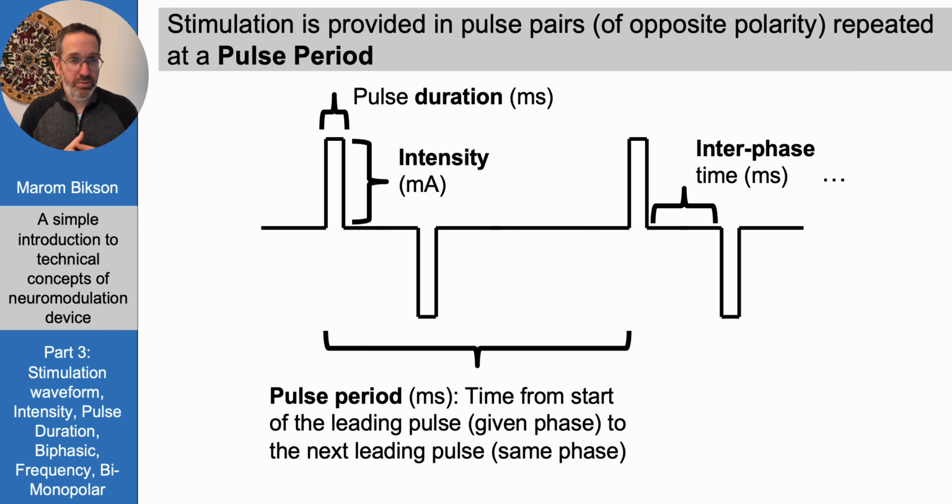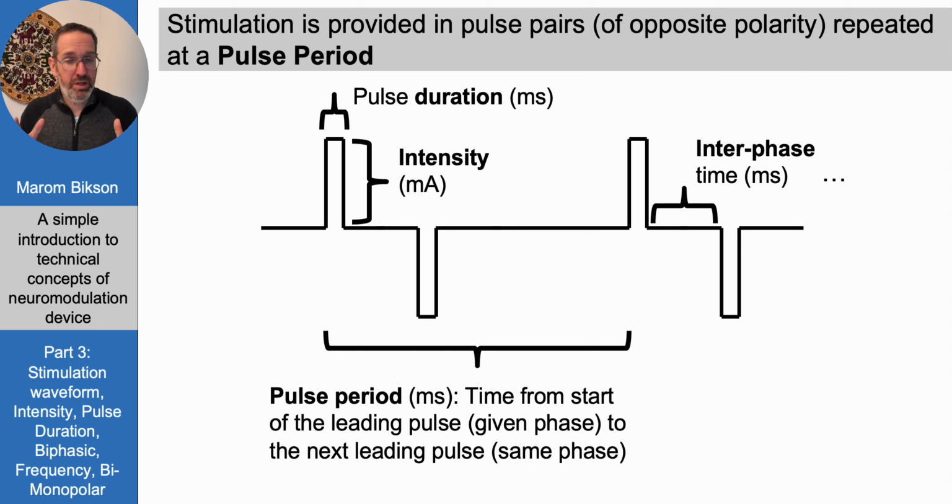This is where frequency comes in. So I have an electrode, it pushes current in, sucks it back out. A little while later, which we will call the pulse period, the electrode once again pushes current in and pushes current out. So the time between pairs will be called the pulse period.